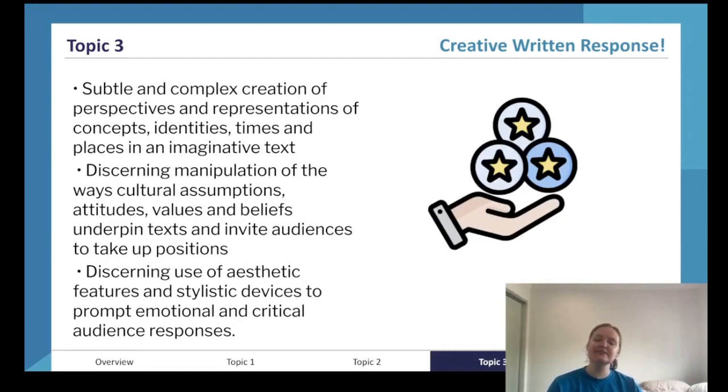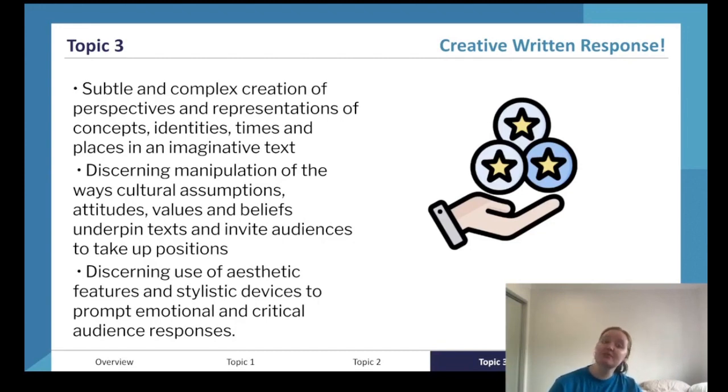So let's look at the specific criteria that you're going to be asked to be achieving in this particular task. So first up, subtle and complex creation of perspectives and representations of concepts, identities, times, and places in an imaginative text. So just like your other creative piece, we're not just blurting out our message in this really blunt, straightforward, to the point way. We're being more subtle about it. We're using multiple different elements of storytelling and weaving them together towards a singular purpose.